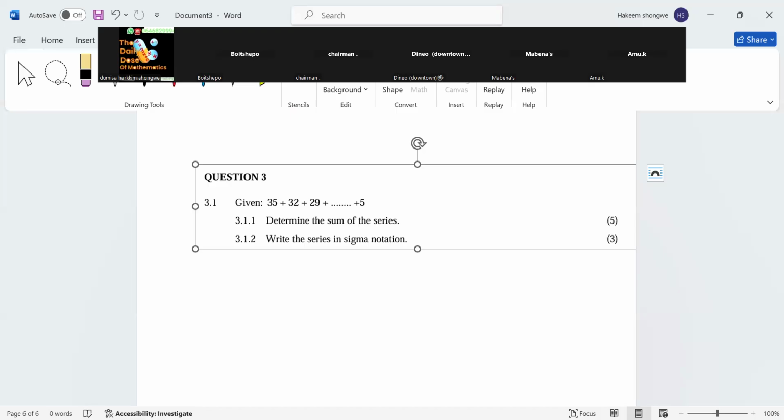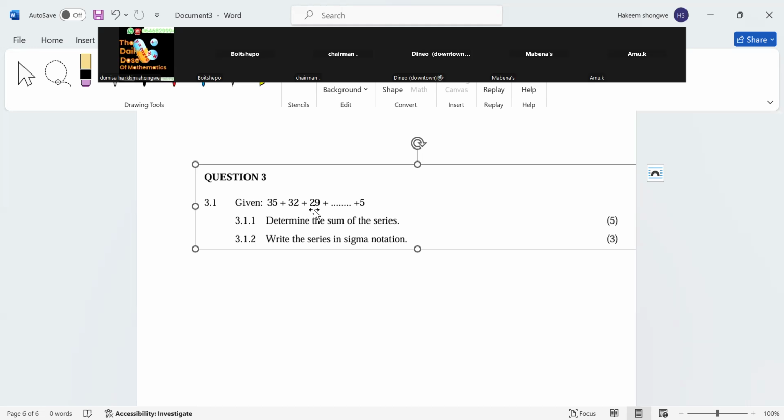Let's do it then. We have given 35, 32, 29, and 5. And then they say we should determine the sum of the series.